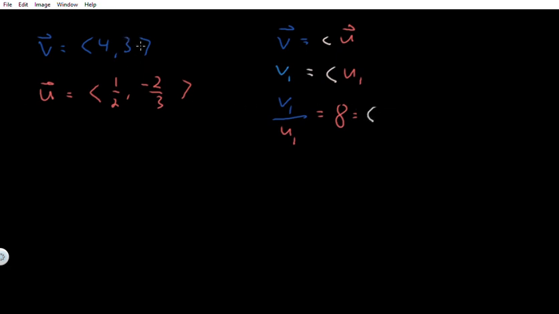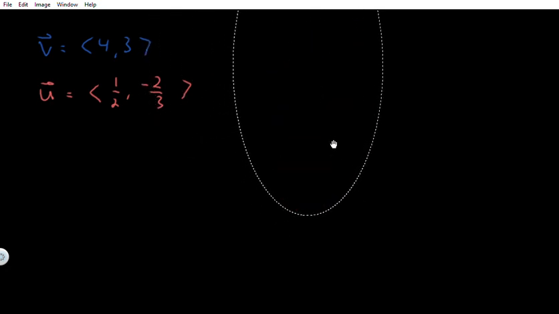And then if I was to do the same thing for v2 over u2, I would get 3 divided by negative 2 over 3, and I get a negative number, so I wouldn't get the same c. So therefore, since I don't get a constant c, they can't be parallel. So I know I can knock that choice out. They're not parallel. That much we know.